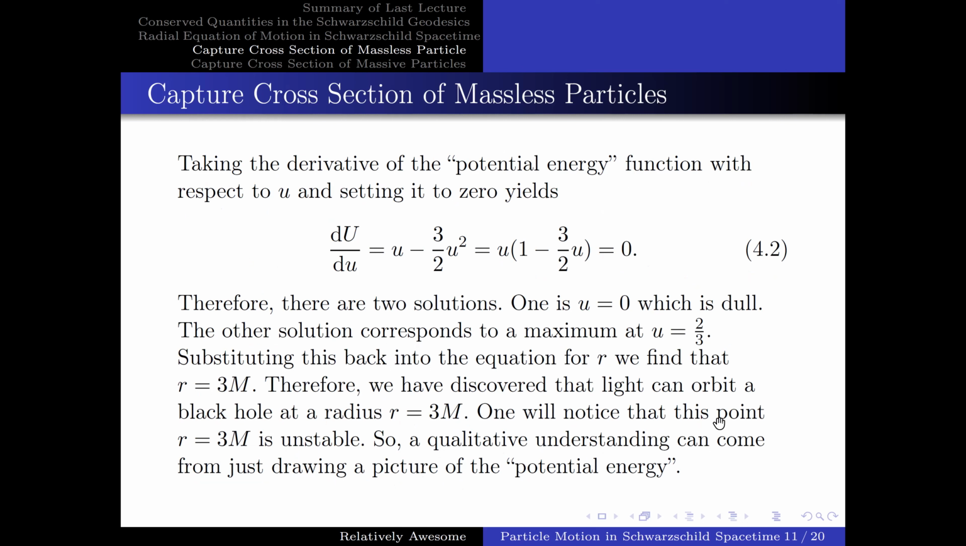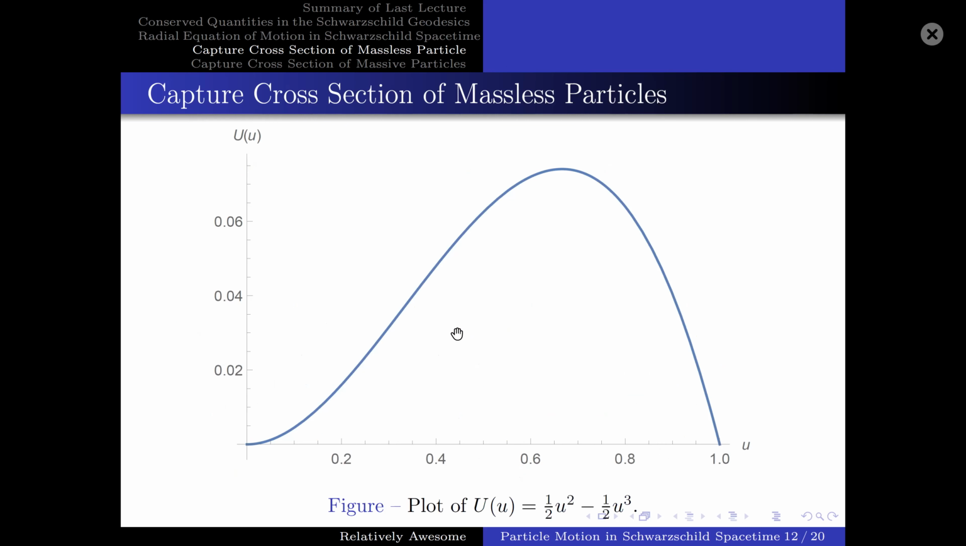One will notice that this point r equals 3m is unstable, so a qualitative understanding can come from just drawing a picture of the potential energy. As we can see from this potential energy, if one perturbs the particle to the left, the massless particle would escape to infinity. However, at the maximum, if one perturbs the particle to the right, u would increase without bound. Thus, r would decrease without bound, so the particle would fall into the black hole inevitably.